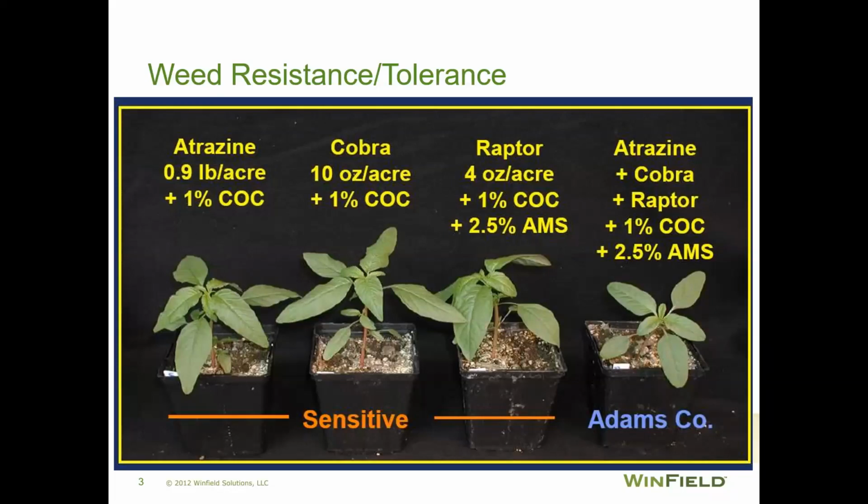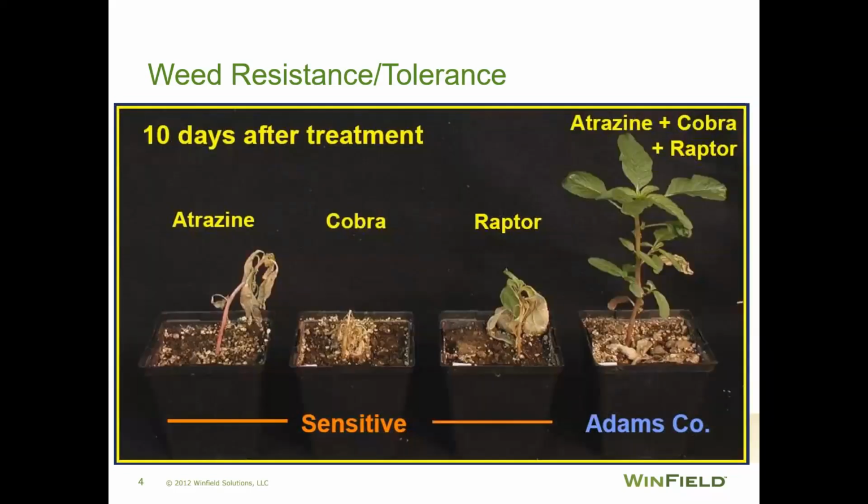This is a good example of how herbicide resistance forms, okay? So here we have atrazine, which is group 5, Cobra, which is group 14, and Raptor, which is group 2, all of which should kill this water hemp. But you'll notice that 10 days after the treatment, the resistant weed on the end hasn't even been phased by the chemistry. In fact, all 3 of those modes of action had no efficacy on that weed whatsoever.